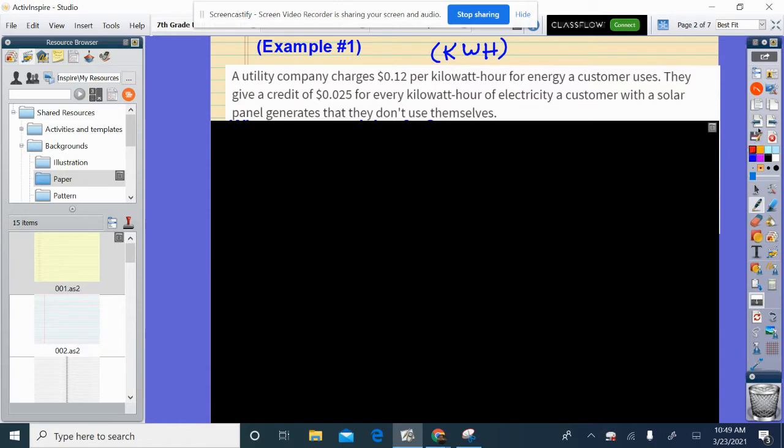So what do we have here? First of all, I like to underline important information. This is a charge, so that's a positive amount. And this is a credit, so this is a negative amount.